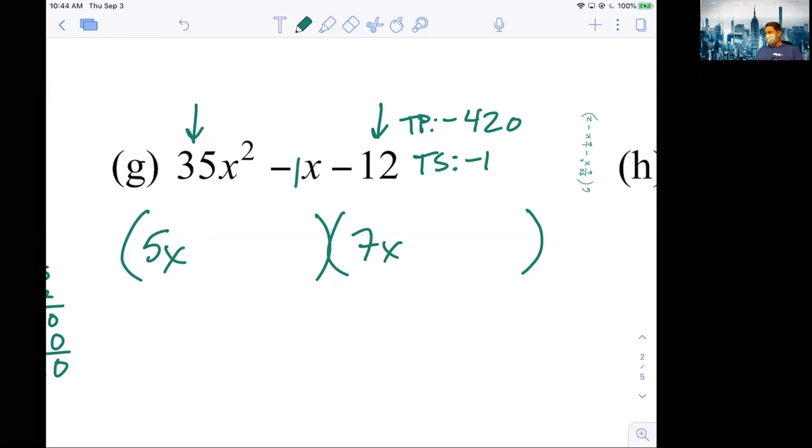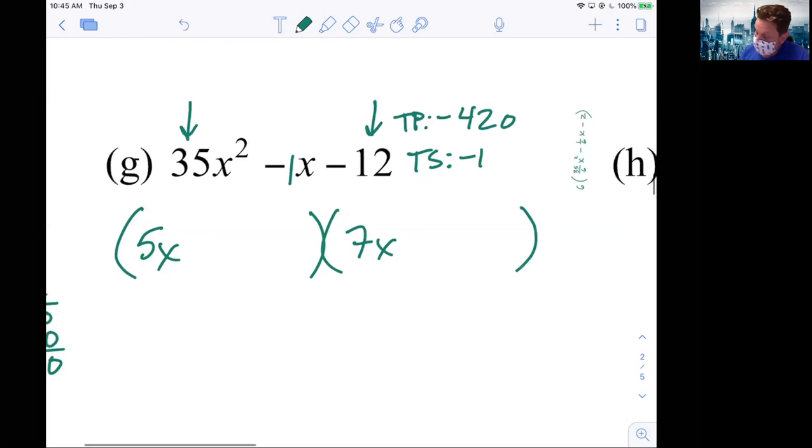12, let's see. You think we're going to use a 12-1 combo on the 12? No. Does it have any factors that are closer together? 2 and 6? 4 and 3. Okay. So now we have really only 2 options. Either the 4 is going to be here and the 3 is going to be there, or the 3 is going to be here and the 4 is going to be there, right?